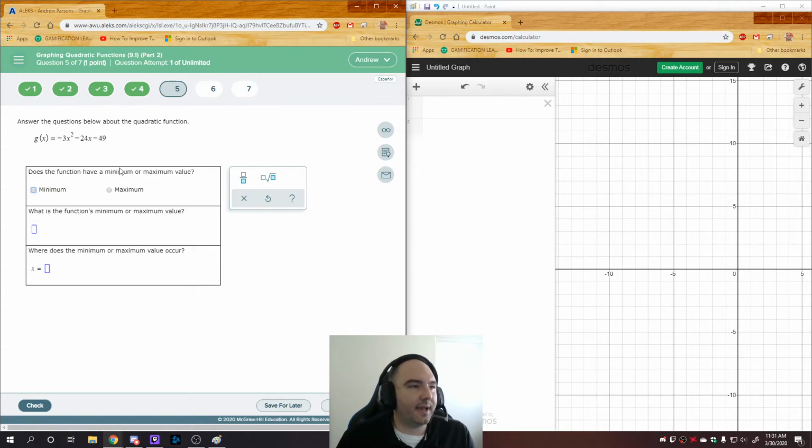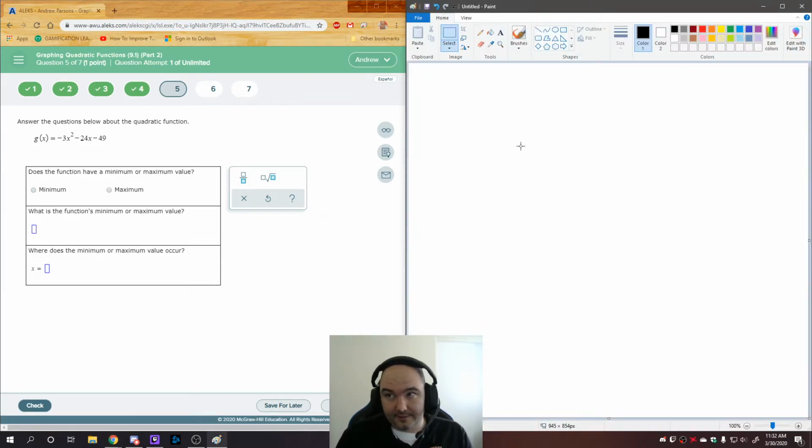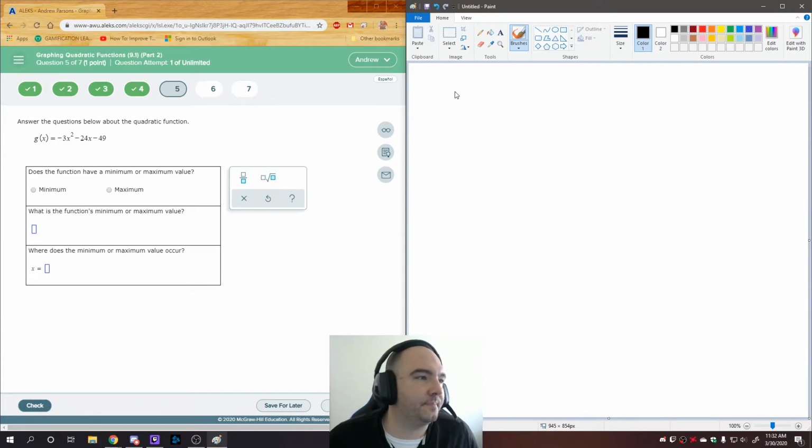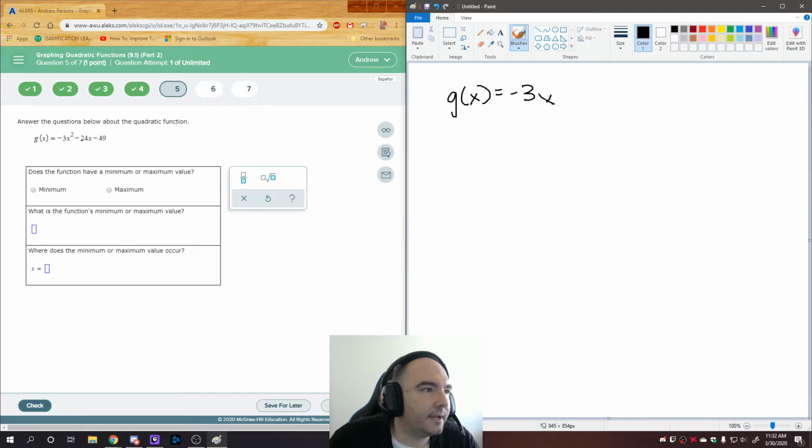So this one says, does it have a maximum or minimum? What is the function's maximum or minimum? Where does the maximum or minimum value occur? This is a little bit out of order. I would actually think it'd be better to say where does the maximum or minimum value occur, then what is the maximum or minimum value. I'm going to show you how to do this one by hand, and then I will show you how to do them maybe not so by hand. Well, by typing by hand. Okay, so first let me write the problem down. We got g of x = -3x squared - 24x - 49.